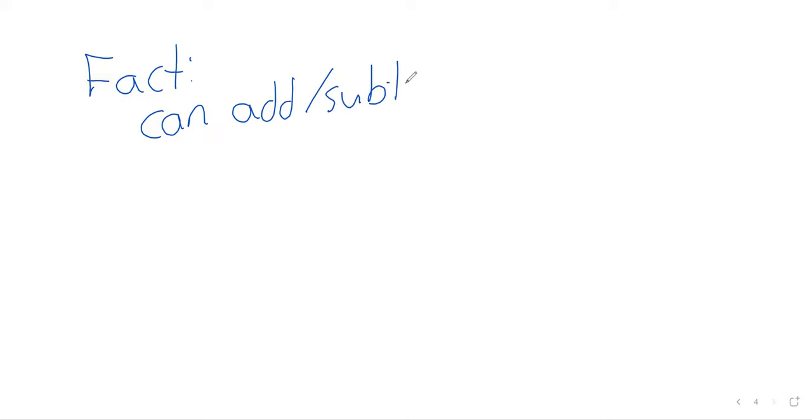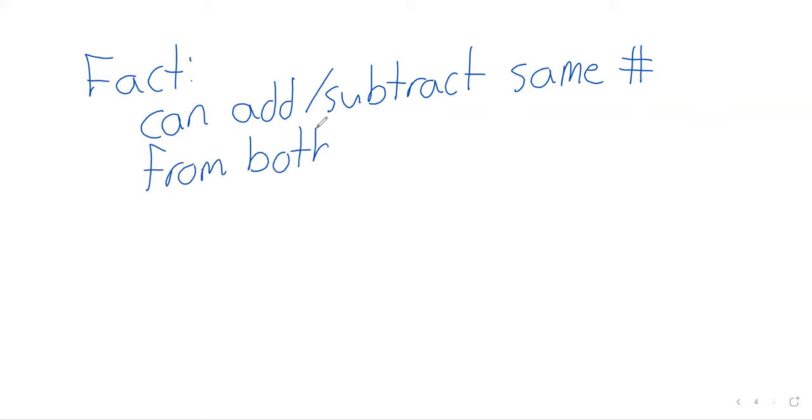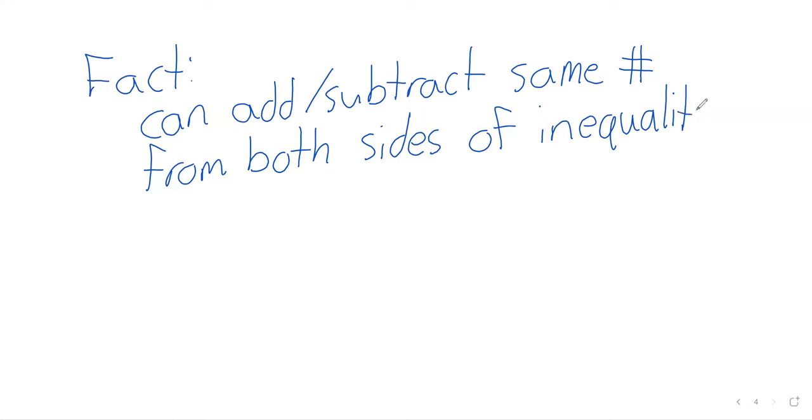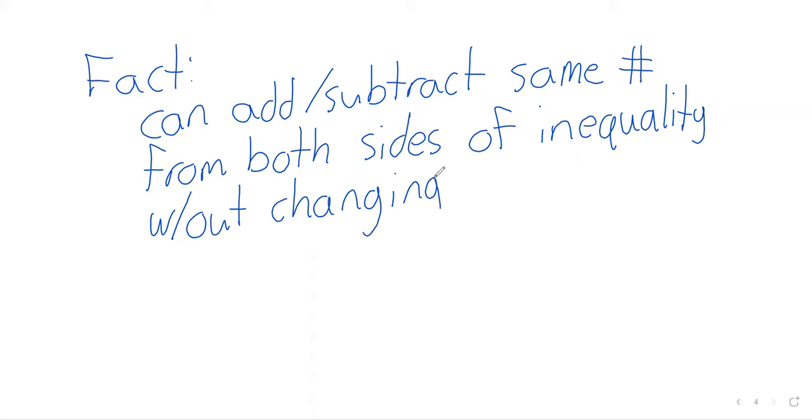And that part of the method is using the fact that you can add or subtract the same number from both sides of the inequality without changing the solution.